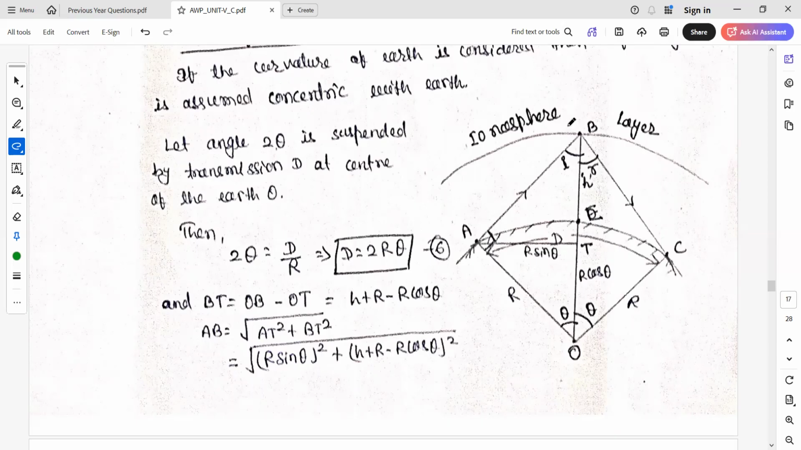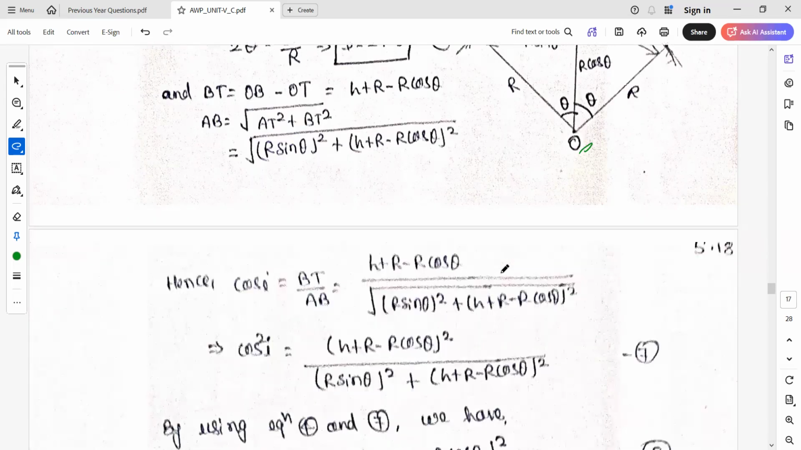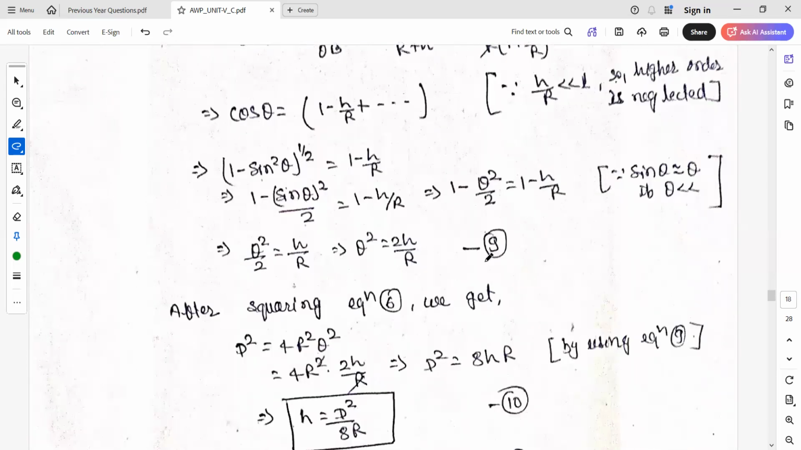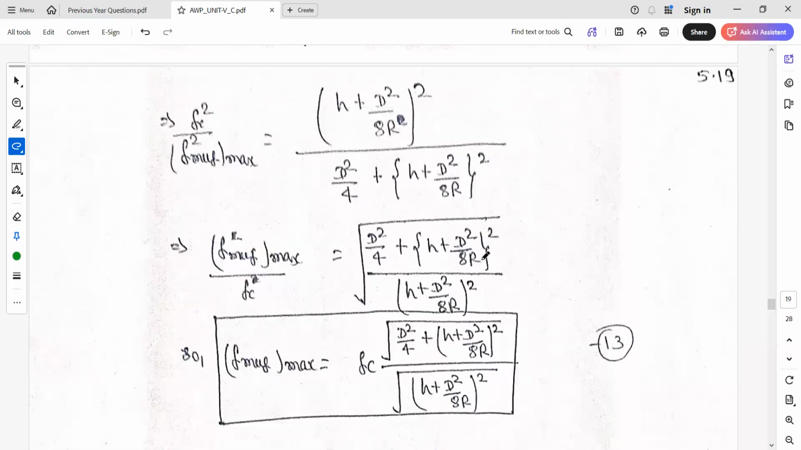In case of the curved earth, this is the surface of the earth. Again we have the incident and reflected rays, and this is the center of the earth, considered with earth radius r. The antenna heights and all these things are considered here. On the basis of that, you can calculate the maximum usable frequency in case of flat earth and in case of curved earth also. So next we'll see another question.